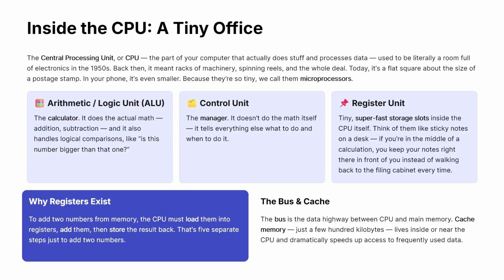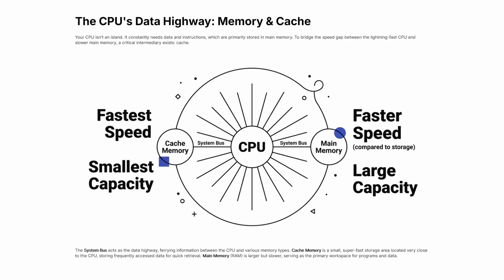Third, and this is really important, there's the register unit. Registers are tiny, super-fast storage slots inside the CPU itself. Think of them like sticky notes on a desk. If you're in the middle of a calculation, you don't want to go all the way to the filing cabinet every time. You keep your notes right there in front of you. Now, the CPU is connected to main memory. Think of that like your filing cabinet. It holds a lot more data than the registers, but it's slower to access. The connection between the CPU and memory is called the bus. It's basically a highway for data.